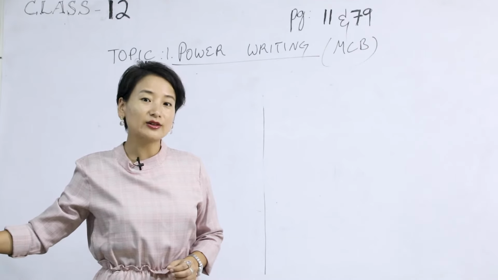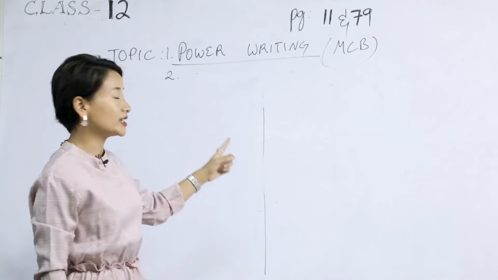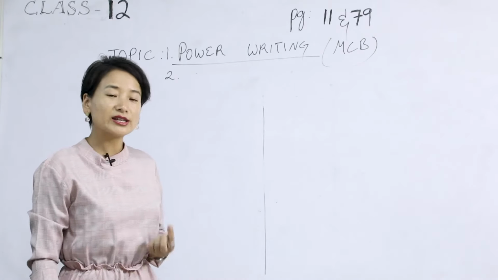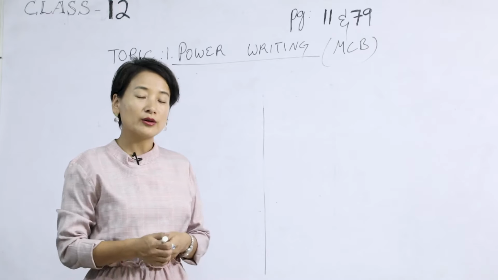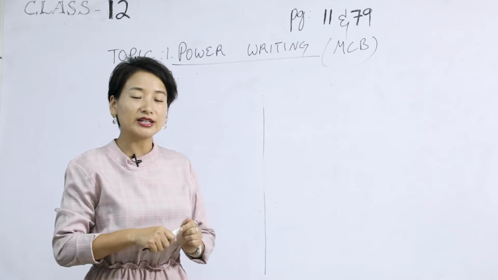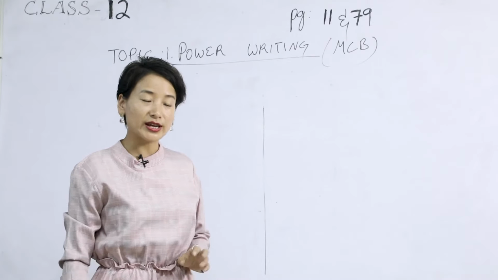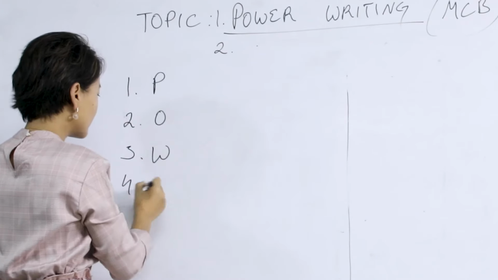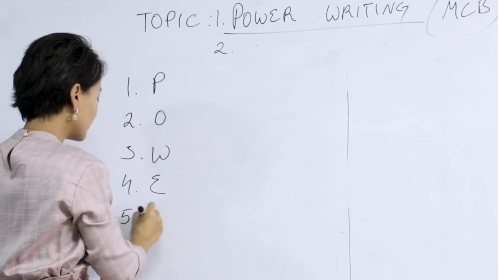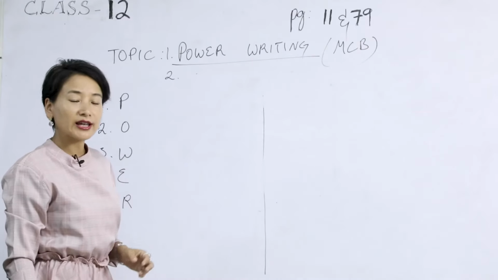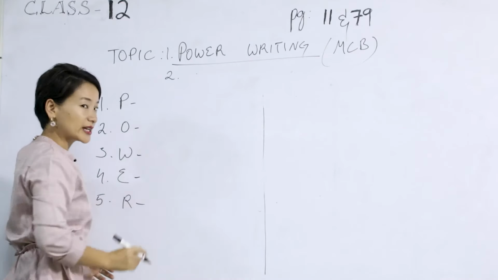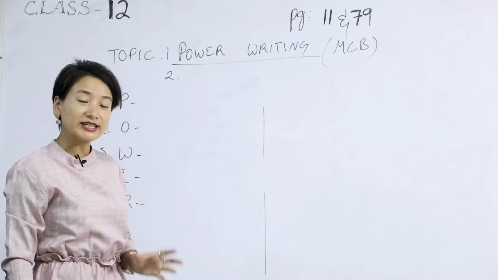So let's first take a look at the topic, that is power writing. You would find it on page 11, power writing, page 11. As you can see under power writing here, it is written in acronym, which is abbreviated. It is written in acronym, that is PAR, and these letters represent different kinds of things to do with your writing skills here.